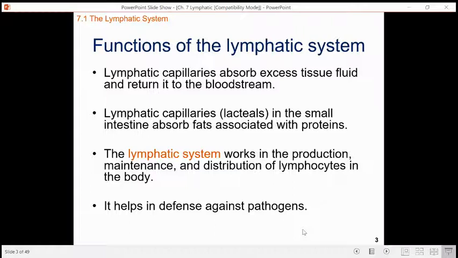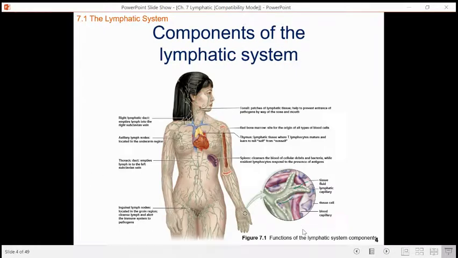We'll talk about that in the digestive system. The lymphatic system works in the production and maintenance and distribution of lymphocytes in the body as well. This is things like the white blood cells that we talked about when we were dealing with the bloodstream. And it also helps in the defense against pathogens.